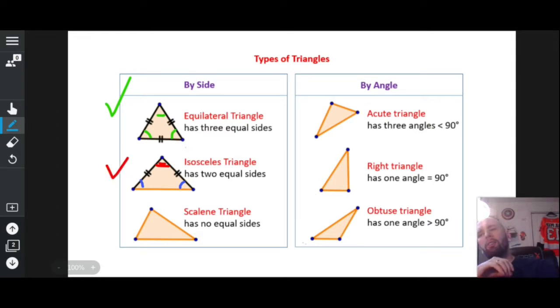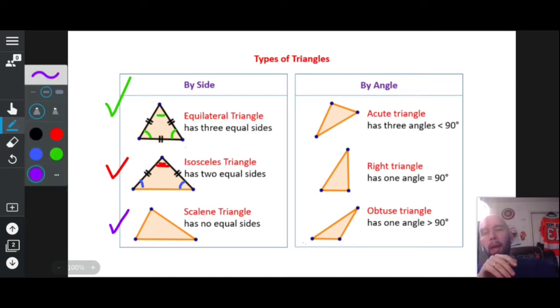Scaling, all the sides are different. Nothing crazy to remember, just all the sides are different, baby. All different sides, which means all different angles, nothing's in common. Okay? Now let's move over to naming triangles based off of angle.